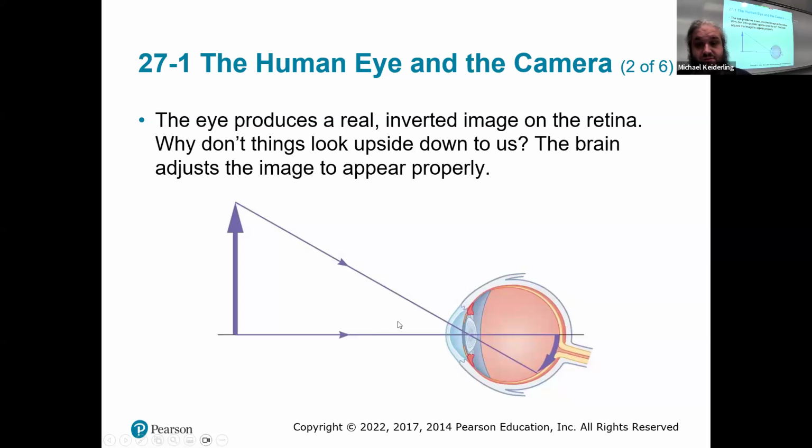The eye, because it is a converging lens, will produce a real inverted image on the retina. And the reason things don't look upside down to us is because our brain adjusts the image to appear properly. Our brain corrects for the fact that the image that forms is real and inverted. But you could observe this. Like if the top of your eye gets poked, you'll see a signal on the opposite side kind of thing.